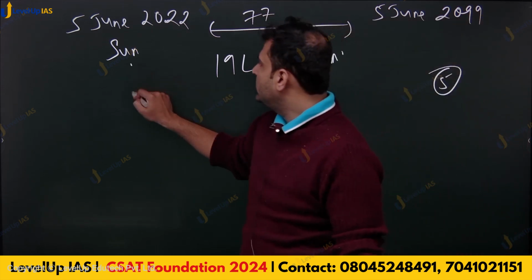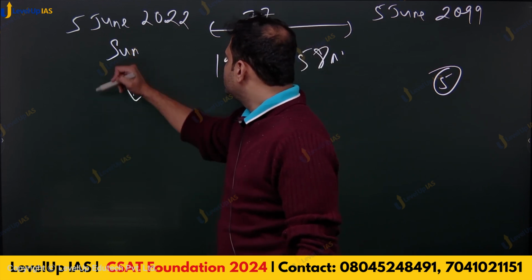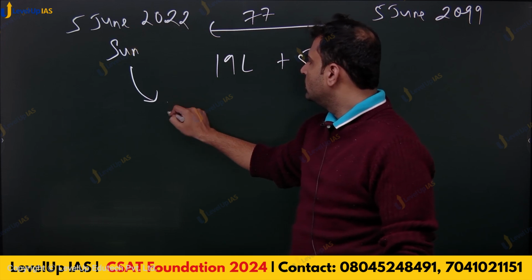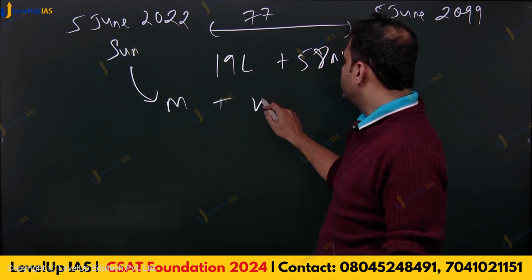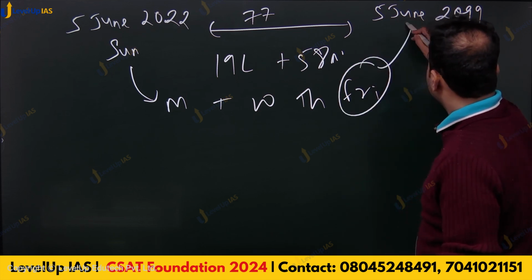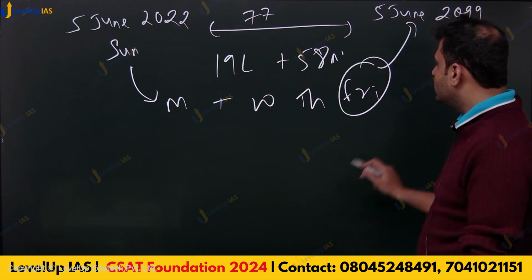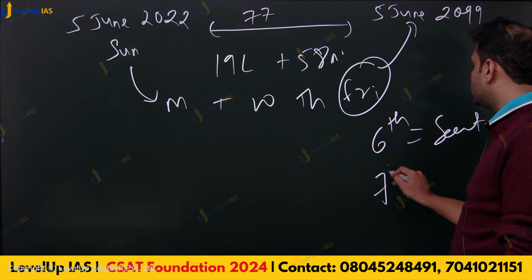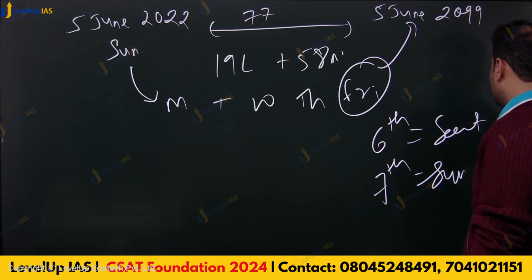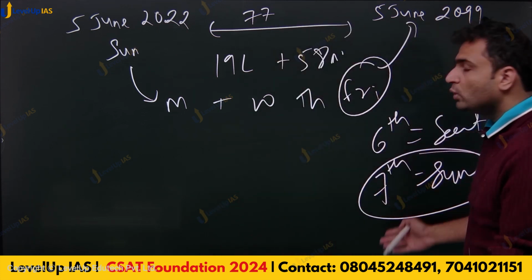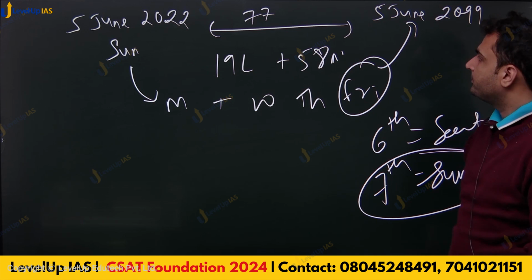5 extra days, meaning this 5th June 1999 is from Sunday, you go to Monday, Tuesday, Wednesday, Thursday and Friday. So 5th June 2099 is Friday. So 6th June is Saturday, 7th is Sunday. You are asked which of the following dates is Sunday? 7th would be Sunday. That is the answer.